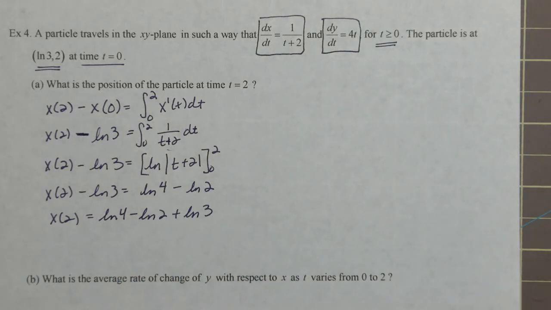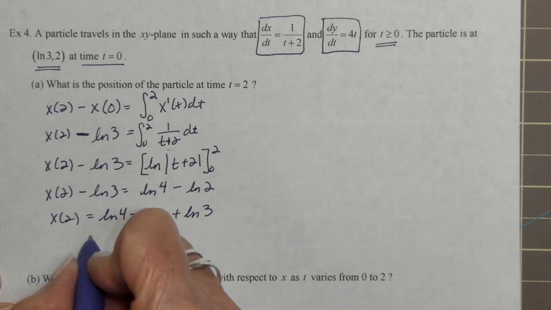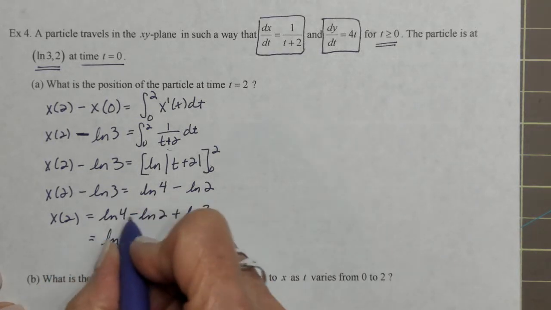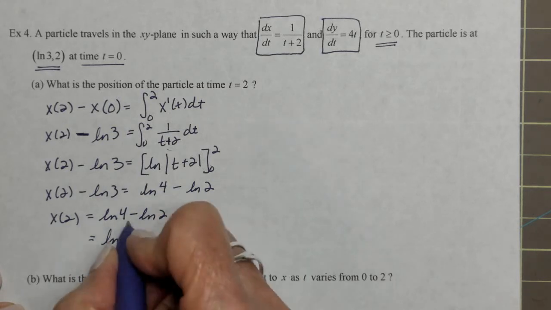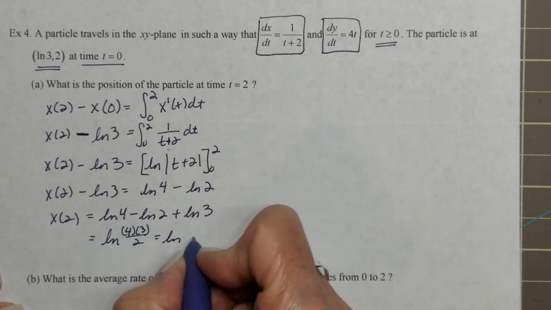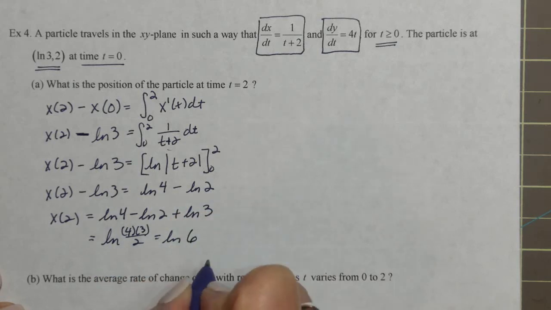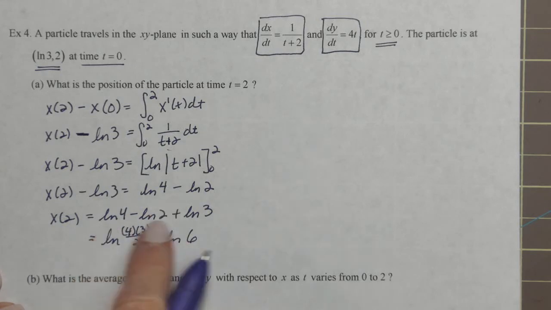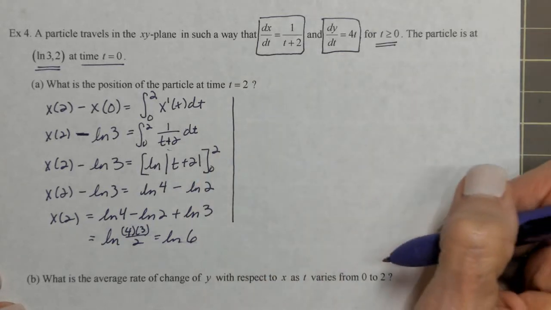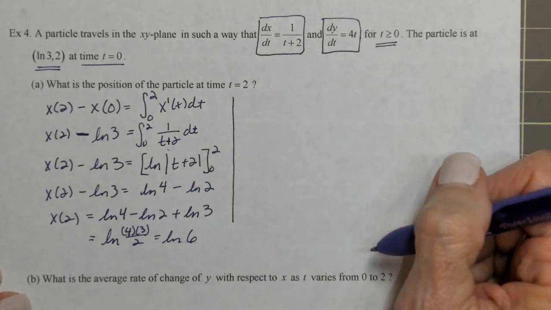So that would be a safe stop spot. There's nothing wrong with that. But we can clean that up a little bit using our log properties if we have a multiple choice answer. So this would be ln of 4 times 3 divided by 2, which is ln of 6. Definitely would be the multiple choice answer compared to this answer, right? So that's the x coordinate of our position when the time is 2.